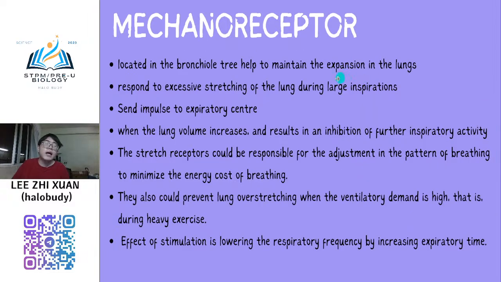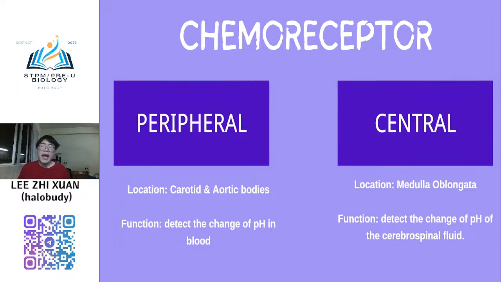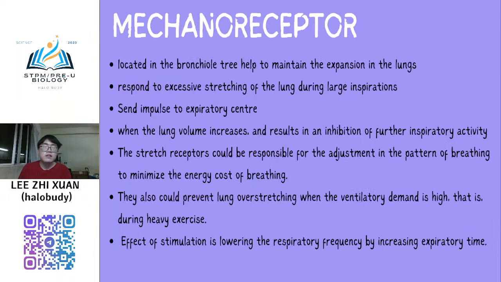So there are two types of receptor that we want to learn. First type is what we call mechanoreceptor, or another name in your book, I think Oxford or Sasbadi, they're using stretch receptor. Okay, both are acceptable. Either you want to use mechano or stretch, both are acceptable. Another one is what we call chemoreceptor. We will focus more on chemoreceptor lah, but it is not to say that mechano is not important, it is also important.